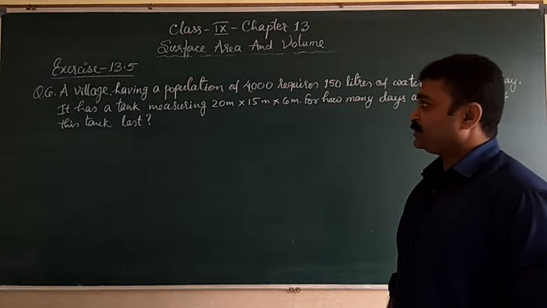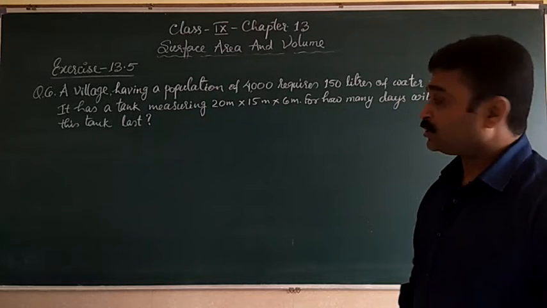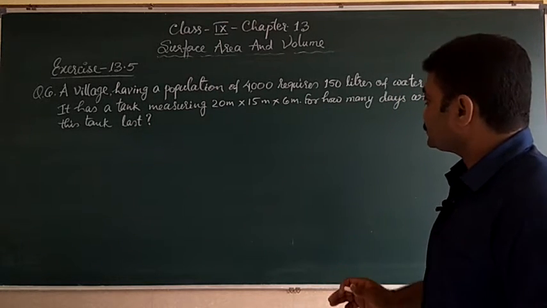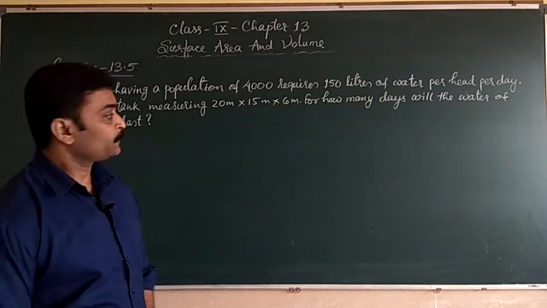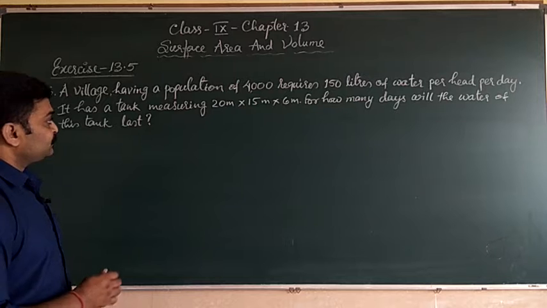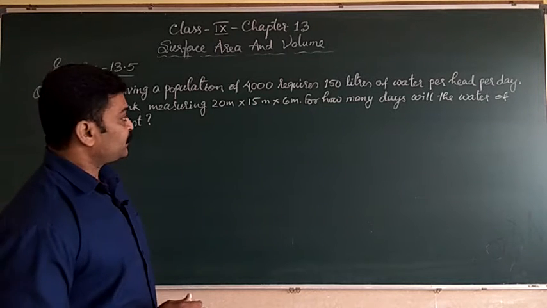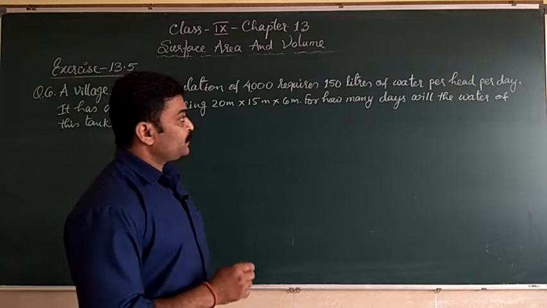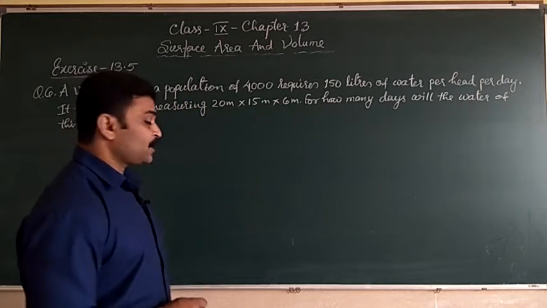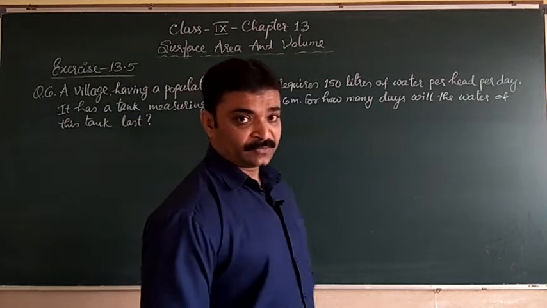Hello students, now we are going to solve question number 6 of exercise 13.5. In this question, a village having a population of 4000 requires 150 liters of water per head per day. It has a tank measuring 20 meter by 15 meter by 6 meter. For how many days will the water of this tank last?